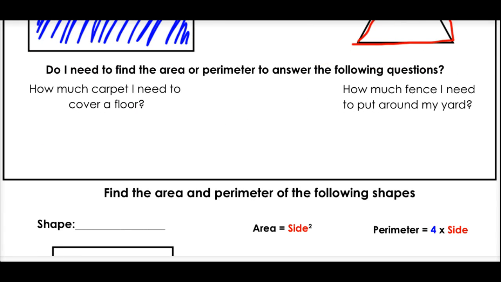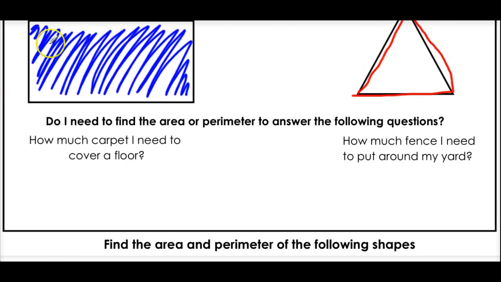So for these two questions, I just want you to tell me, do I need to find the area or the perimeter to answer these questions? So the first one is how much carpet I need to cover a floor. So if I want to find out how much carpet I need to cover a floor, would I need to know the area of the floor or would I need to know the perimeter of the floor? Well, since the carpet is going to cover the whole space, right, I would need to know the area.